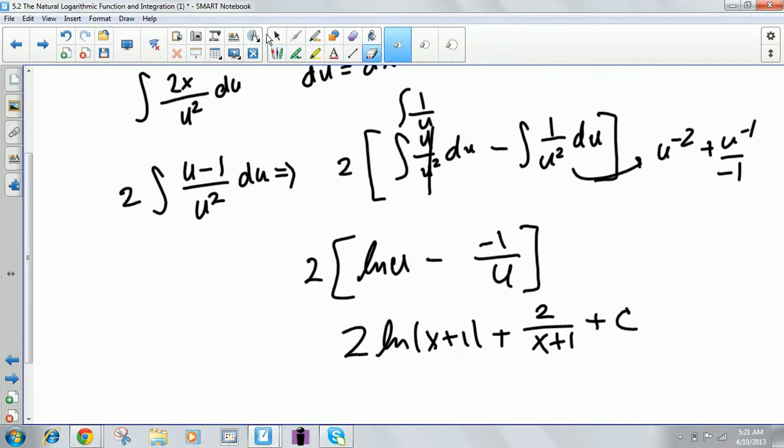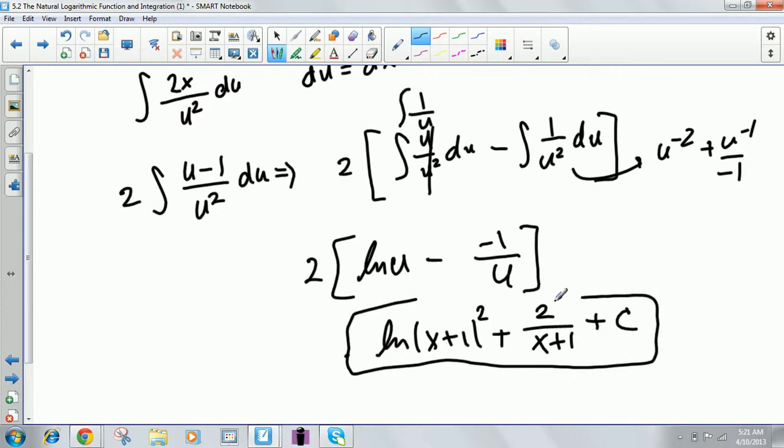And then the only other thing that I see that we could do here is this 2 out front could bring it up and take the x plus 1 and square it. Not the whole natural log function, just the x plus 1. Okay, just be familiar with both ways to write it, because who knows what's going to be an option. But if it's free response, it doesn't matter the way that you write it at all. But multiple choice, yeah, you kind of have to be careful.